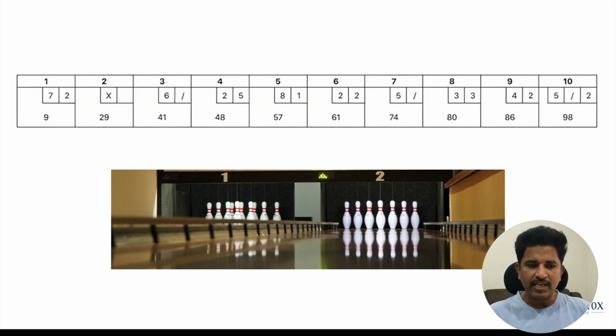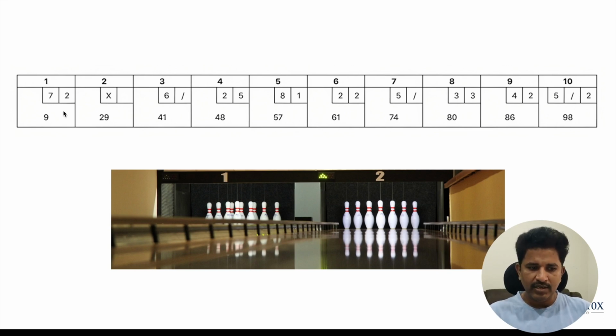First, a user can roll the ball and then target the pins. If he clears all the pins, that is called a strike, and it is marked as X. In the second frame, you can see it. If you get a strike, you don't need to roll a second time. But in terms of score, you are going to get the next frame's score added into the current frame.